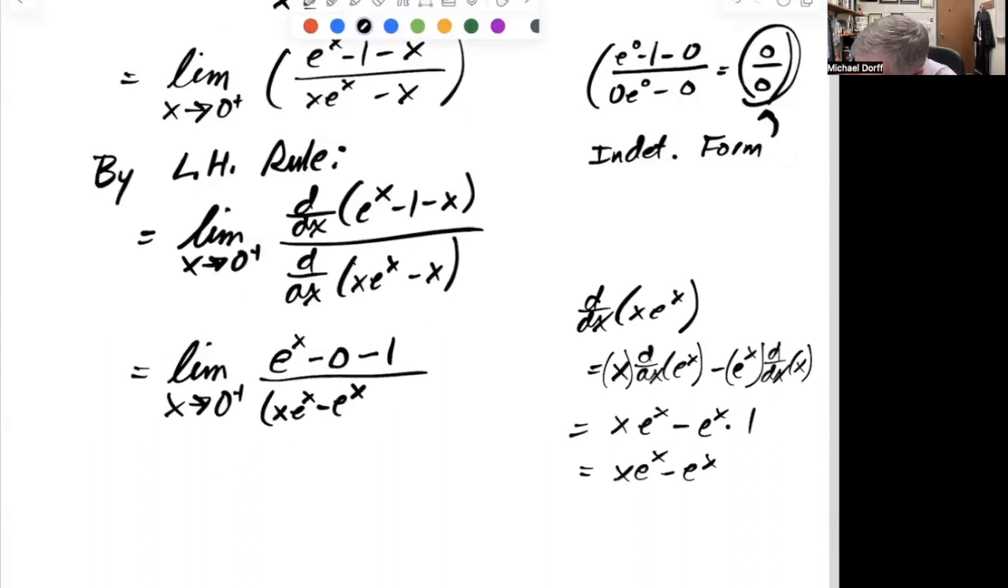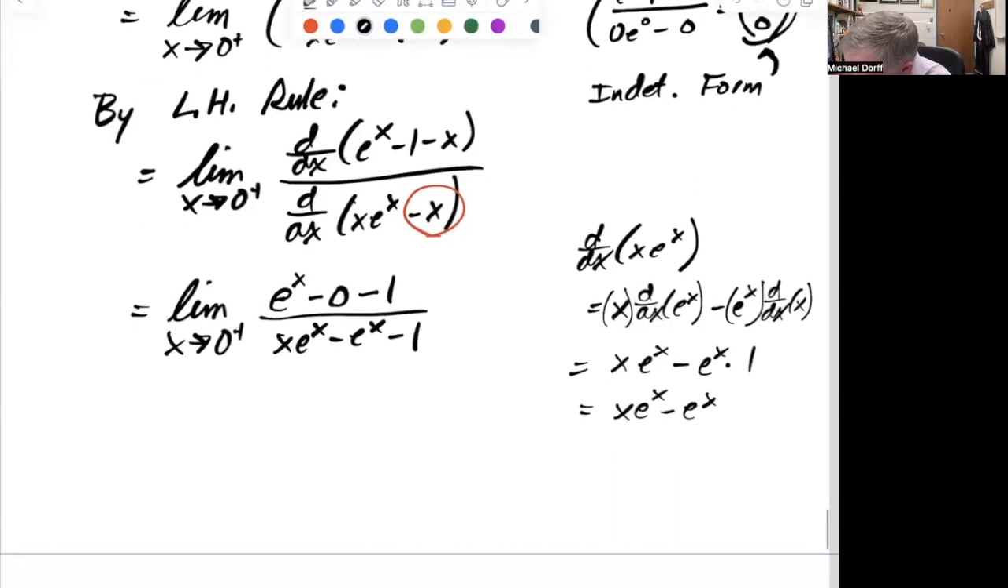I don't know why I put a parentheses there, so let me write that here. So I'm going to have x e to the x minus e to the x. And then remember, we've still got this minus 1 here. When I take the derivative of that minus x, I get minus 1.